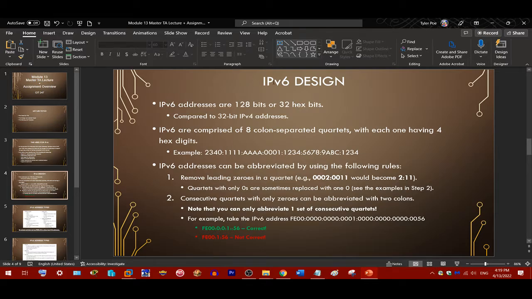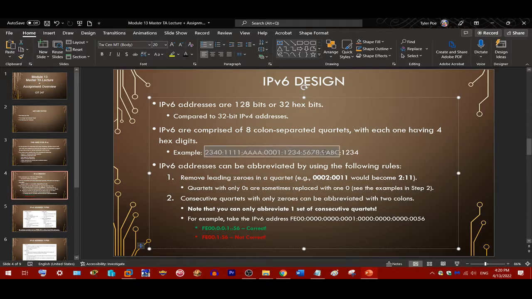So let's discuss the design of IPv6 addresses. These addresses are 128 bits or 32 hex digits. Basically, IPv6 uses the hexadecimal format instead of binary. This is much larger than a typical IPv4 address, which is a 32-bit address. IPv6 addresses are comprised of 8 colon-separated quartets, with each one having 4 hex digits. So this is what a typical IPv6 address looks like.